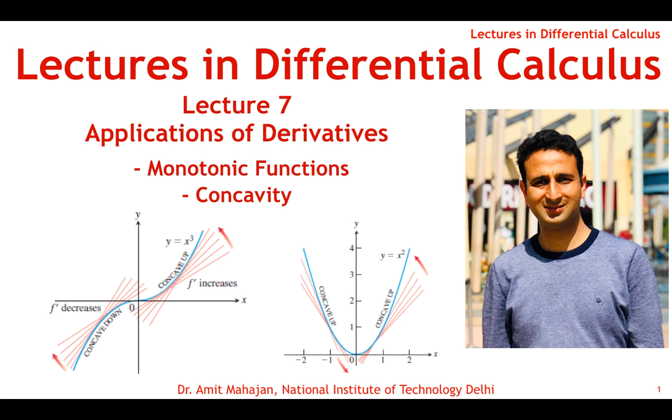applications: how we can utilize derivatives of a function to see whether the function is monotonic or not. By monotonic we mean whether it is increasing or decreasing on an interval, and also how to check using derivatives the concavity. By concavity we mean the bends or turns in the graph. So first we will talk about the monotonicity of a function.